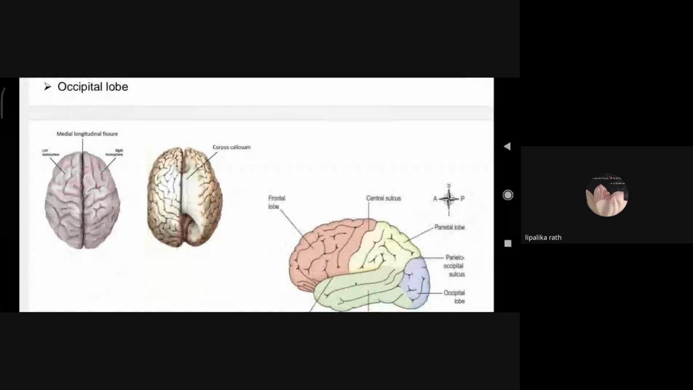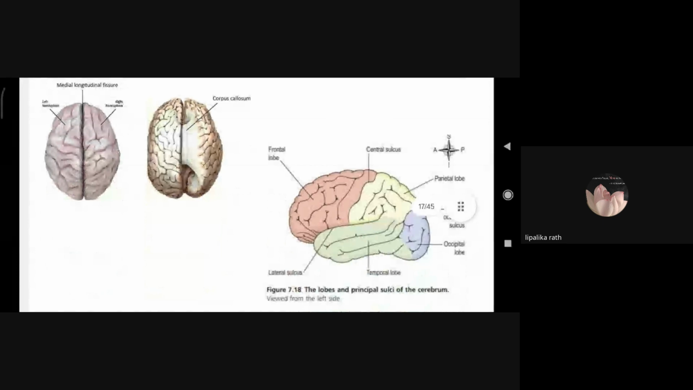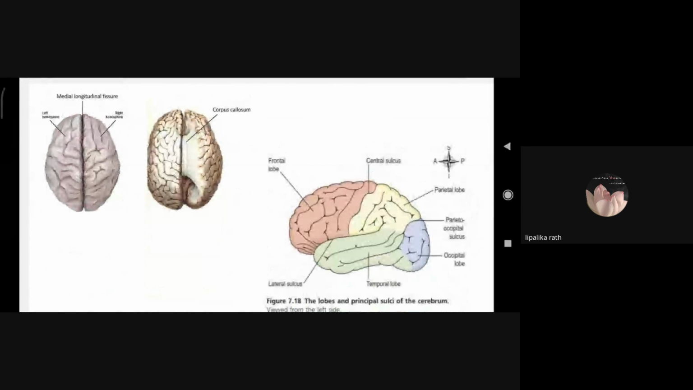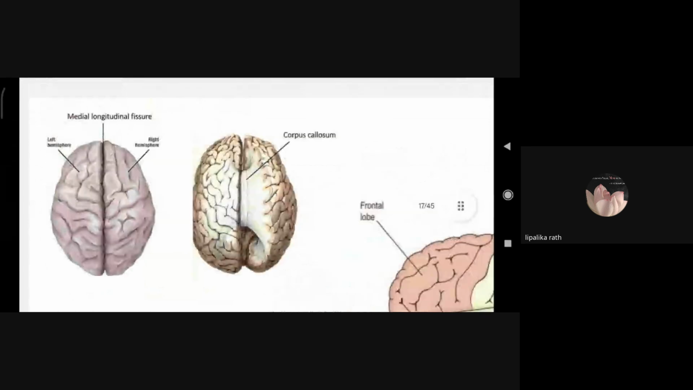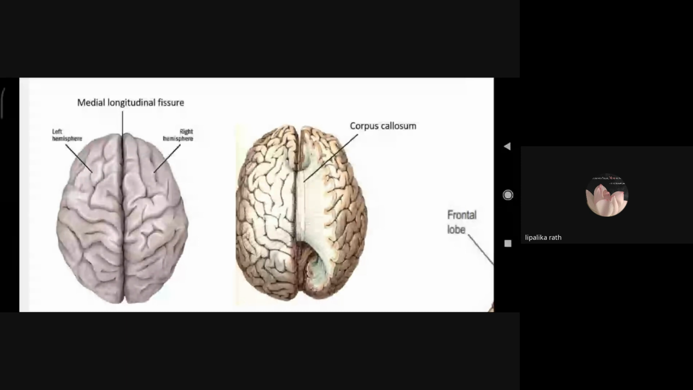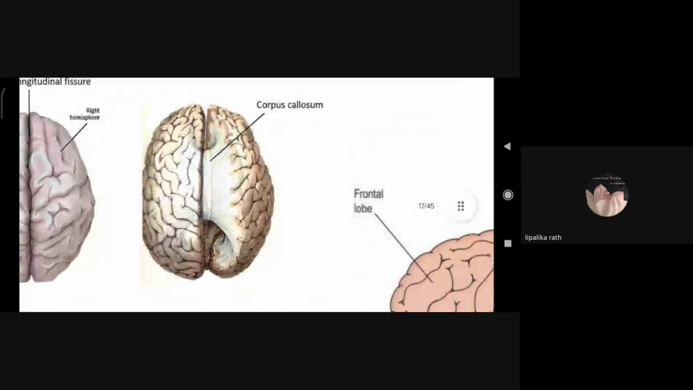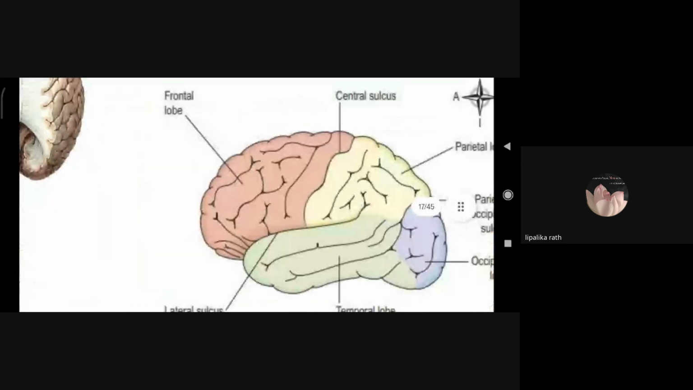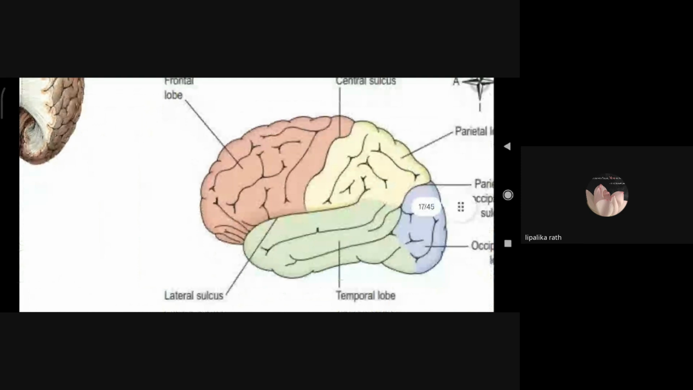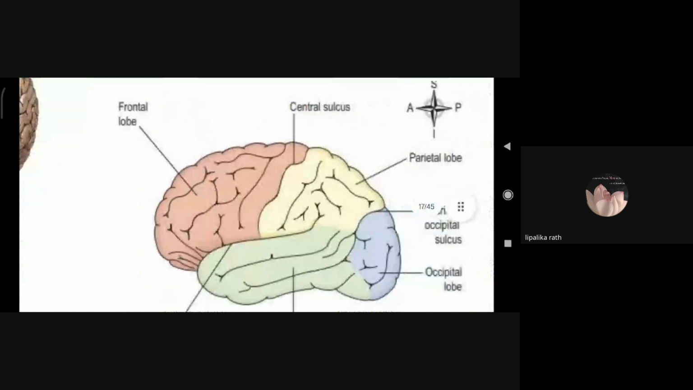You can see here in this picture how the brain is separated by the medial longitudinal fissure. Here you can see the left hemisphere and the right hemisphere. In the extreme left picture you can see the medial longitudinal fissure, and in the extreme right picture you can see how the corpus callosum is connecting the two hemispheres. Now here in this picture you can see the lobes of the cerebrum: the frontal lobe, the temporal lobe, the parietal lobe, and the occipital lobe.